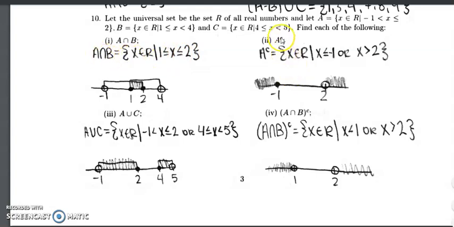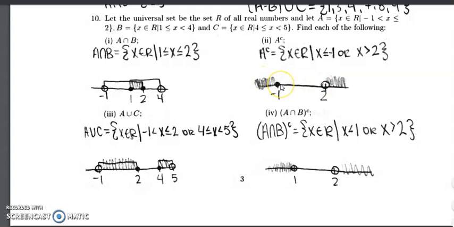And the complement definition is anything not in A. So from the picture we can see that what is not in A, from -1 to 2, would be less than -1 or greater than 2. So any number not between -1 and 2.